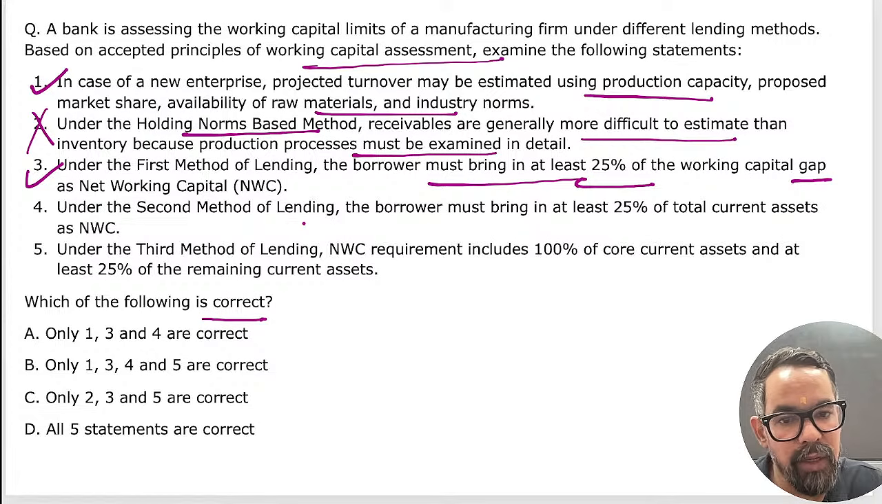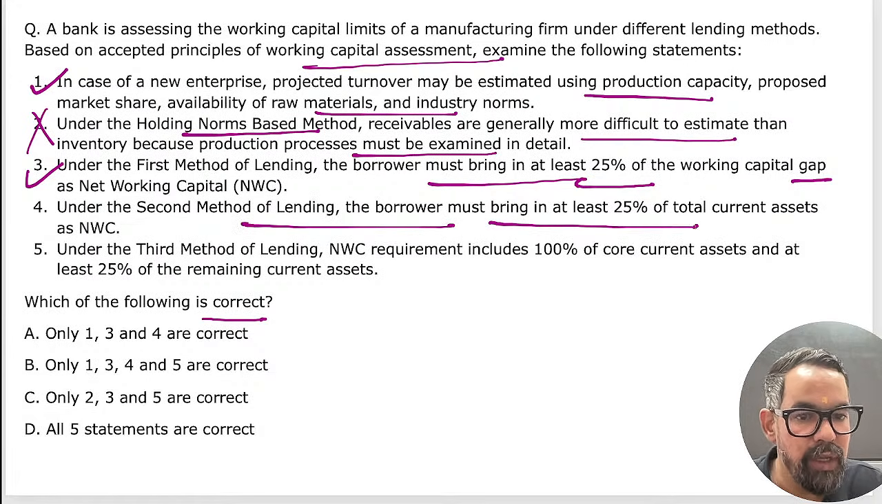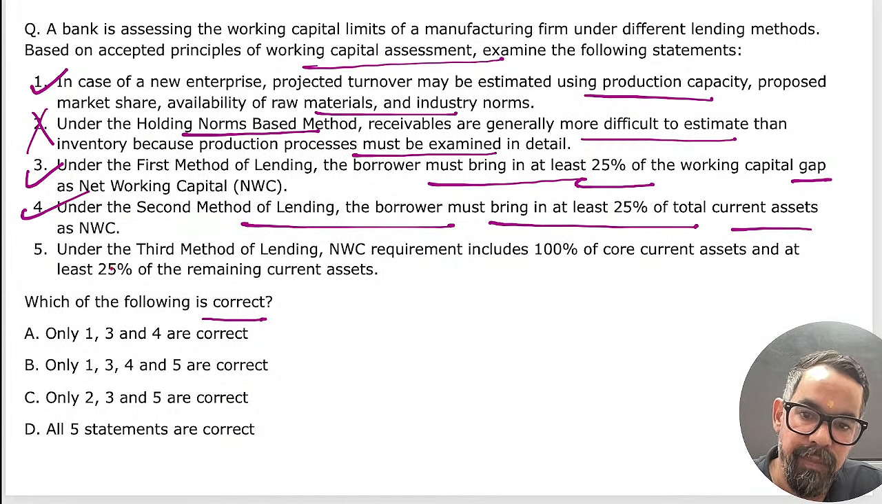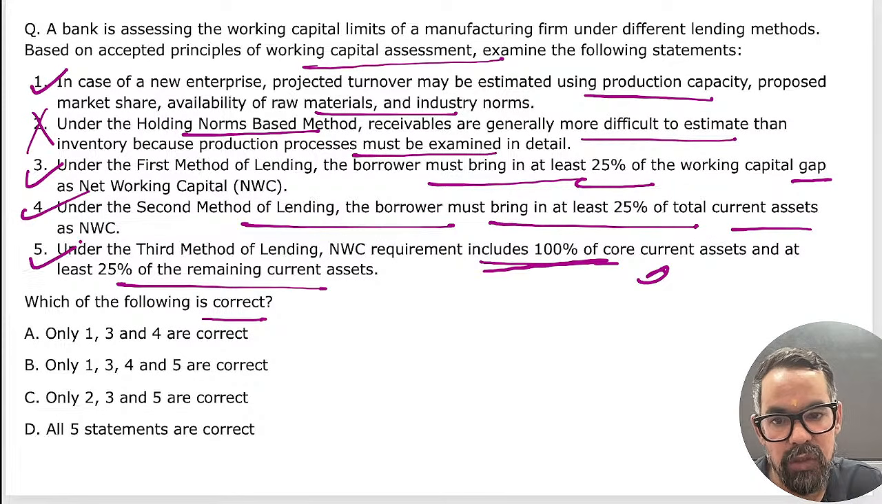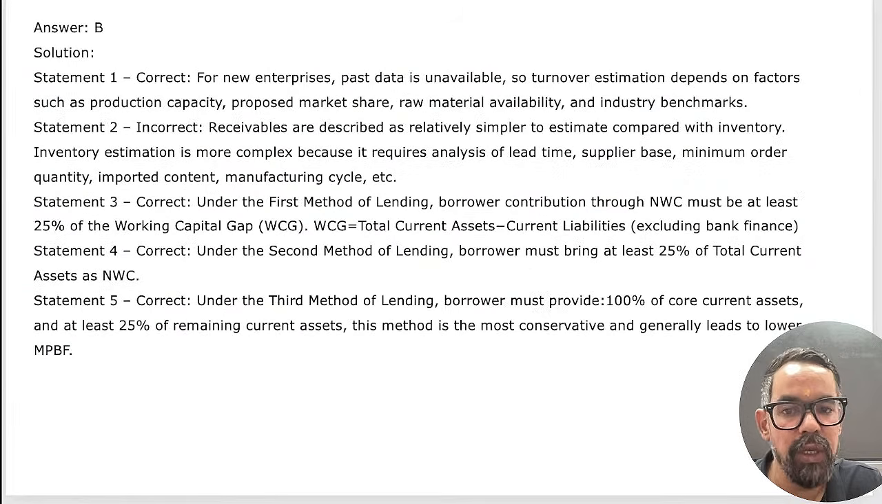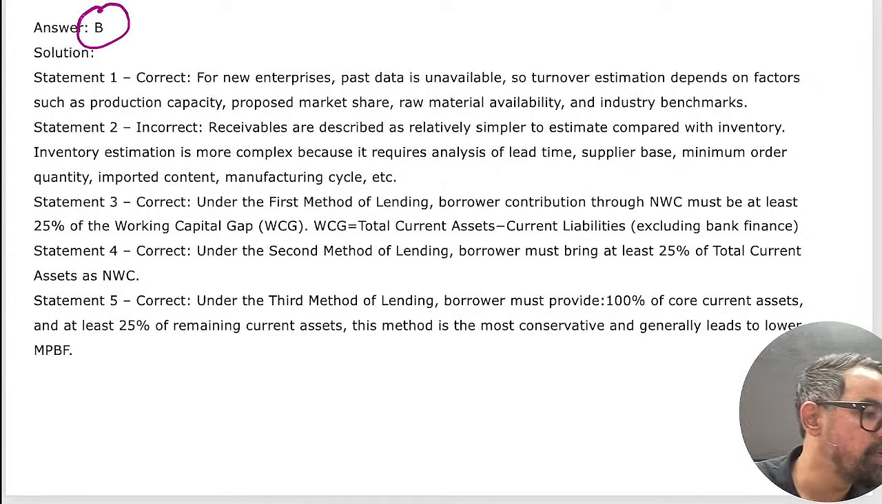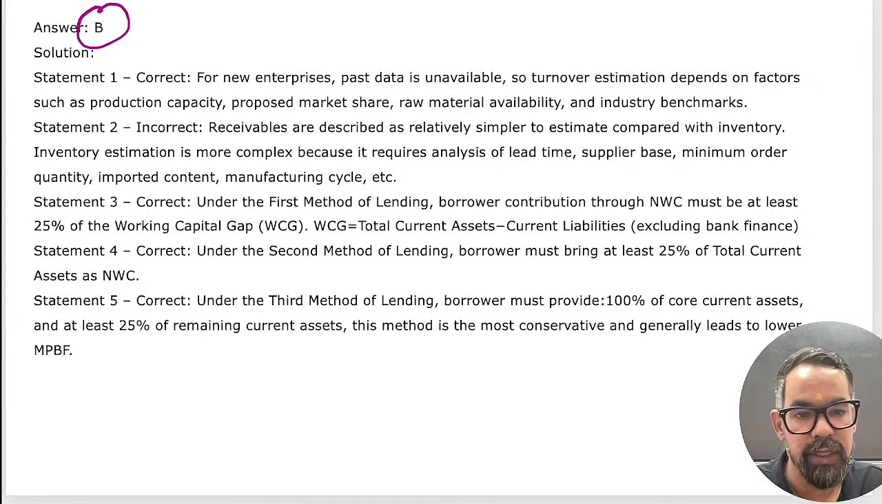Under the second method of lending, borrowers must bring 25% of current asset. This is also correct. Under the third method of lending, net working capital requirement is 100% of core current asset and 25% of the remaining. This is also correct. Means 1, 3, 4, 5, which is option B, 100% true, will be the right answer for this particular one. Very good, guys. Next one.